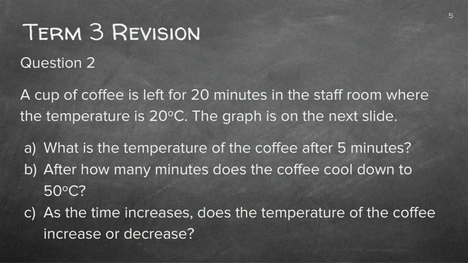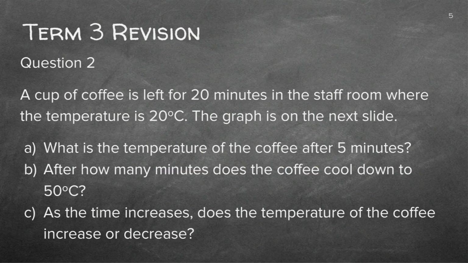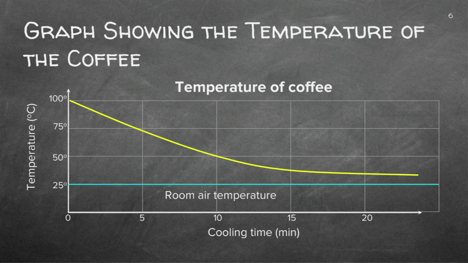A cup of coffee is left for 20 minutes in the staff room where the temperature is 20 degrees Celsius. The graph is on the next slide. Now again, this is our graph and they ask us some questions. What is the temperature of the coffee after 5 minutes? After how many minutes does the coffee cool down to 50 degrees Celsius? And as the time increases, does the temperature of the coffee increase or decrease?